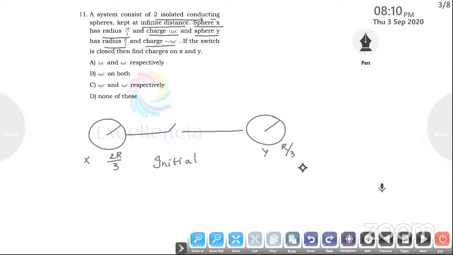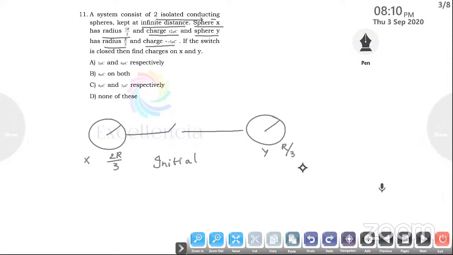And what is the charge that is present on sphere X? It is 12 microcoulomb, and charge present on sphere Y is -3 microcoulomb before they are connected by a conducting wire. And they are at large separation, so they won't influence the charge of one another. They are isolated and they are conducting spheres, so charge will reside only on the surface. That is also known to us.